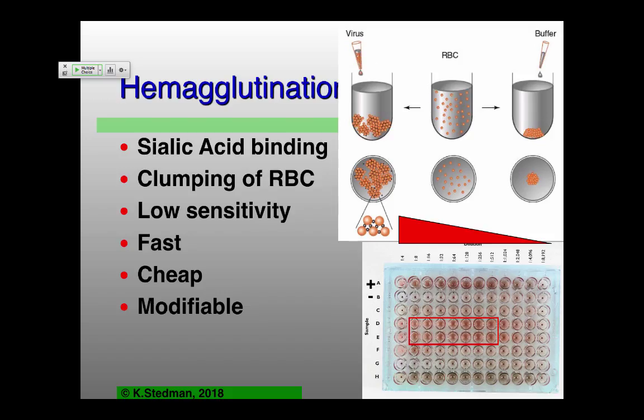Another old school technique for looking at virus production, and an incredibly cheap way of looking at virus production, is something called hemagglutination. And we'll talk about hemagglutination a lot more later when we talk about flu. Everyone heard about H5N1, H1N1, H2N2, etc. What does the H stand for?